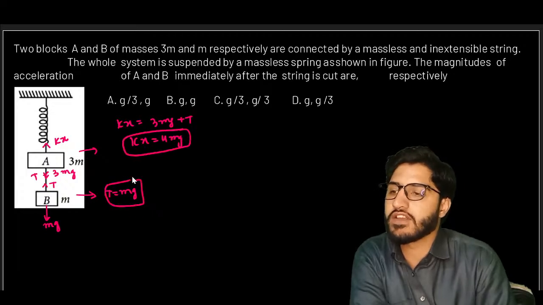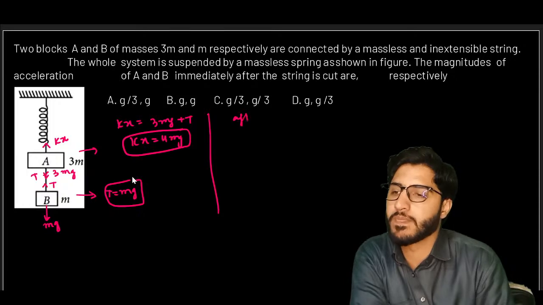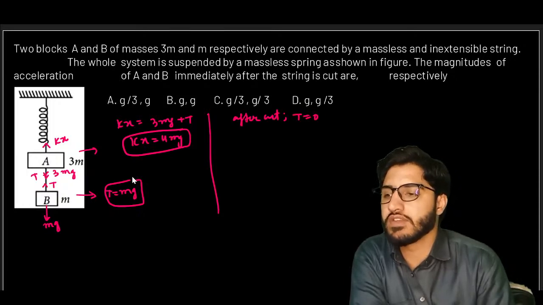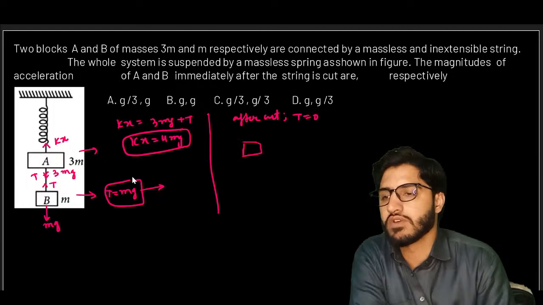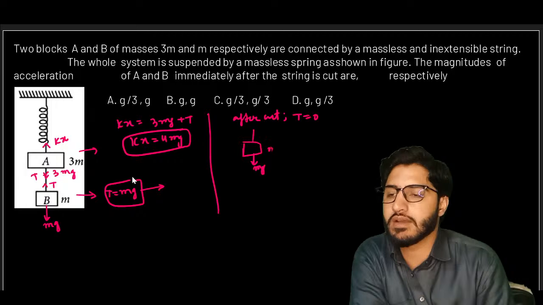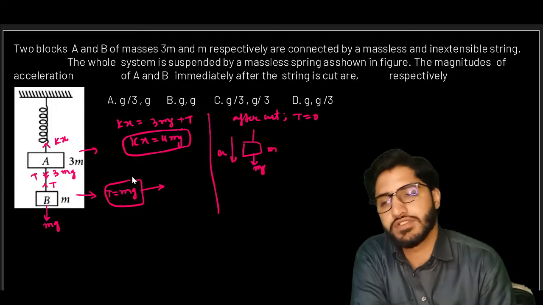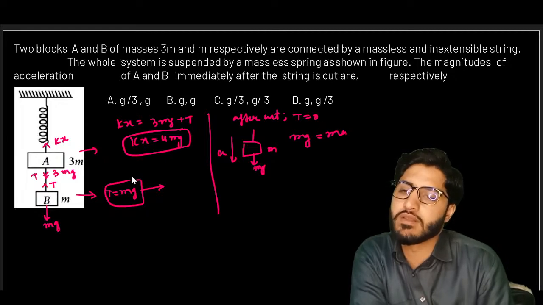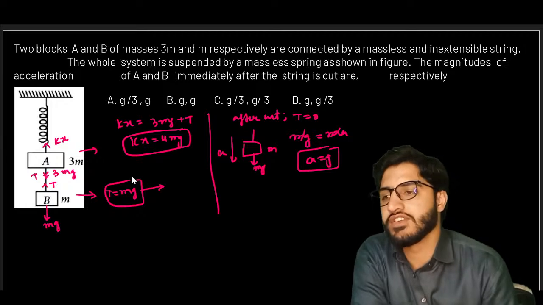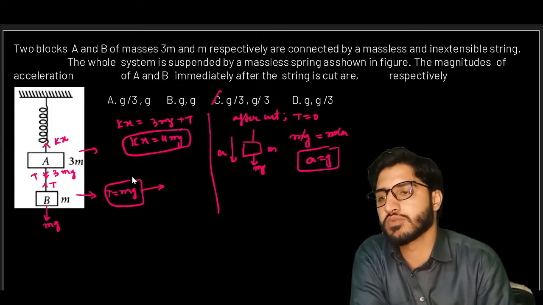Before cutting, if I cut now, after the cut, T is 0. If T is 0, clear? If now T is 0, can I write mg, then m, it will go now with acceleration a. Can I write mg equals ma, cancel out, so a equals g. A is g, right? Okay, that means this option will be incorrect.